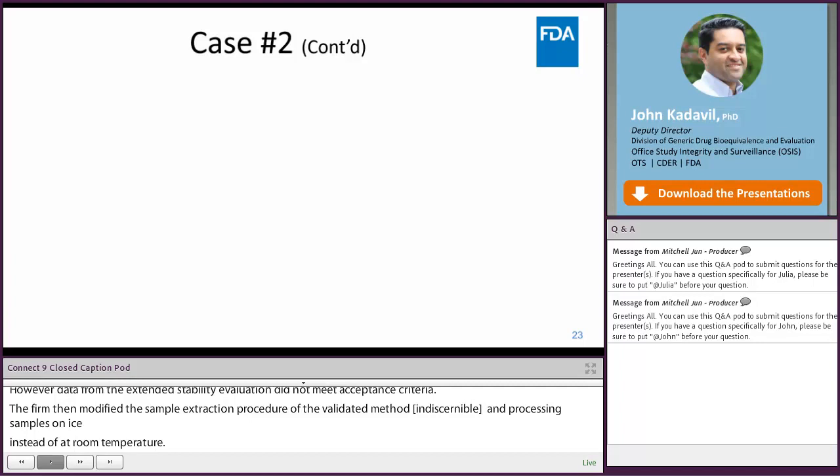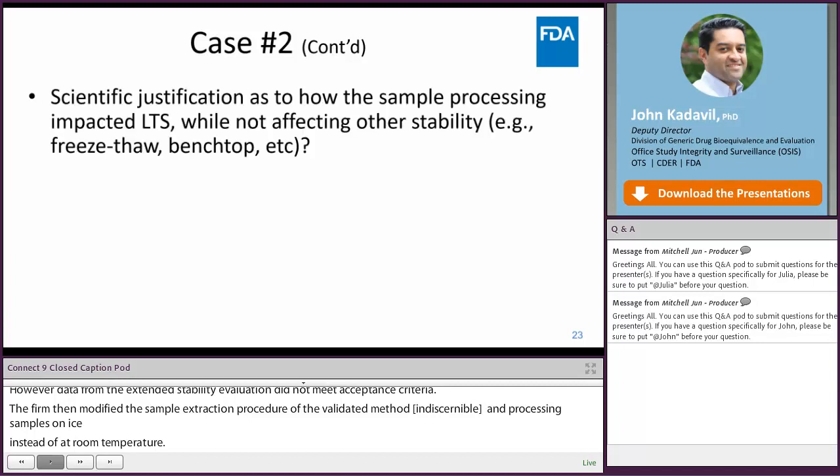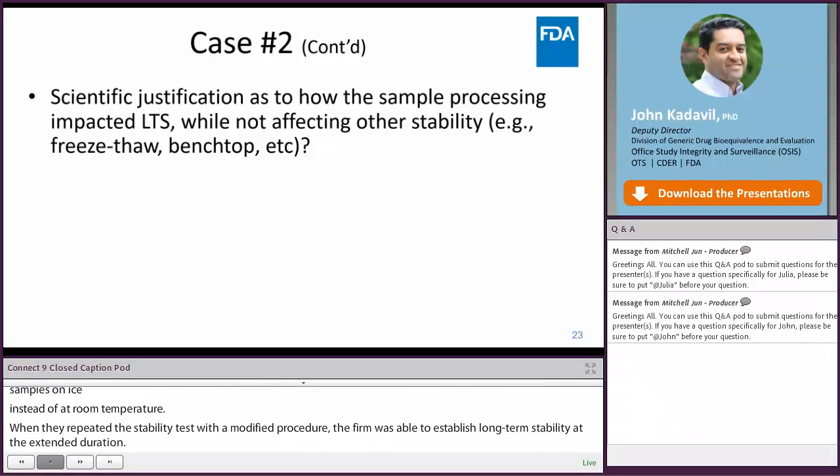Although the firm eventually established long-term stability at the extended duration, the firm provided no scientific justification as to how the different sample processing procedures impacted the original and extended long-term stability evaluations, let alone why the original sample processing procedure did not affect the other stability experiments, such as freeze-thaw and benchtop stability.